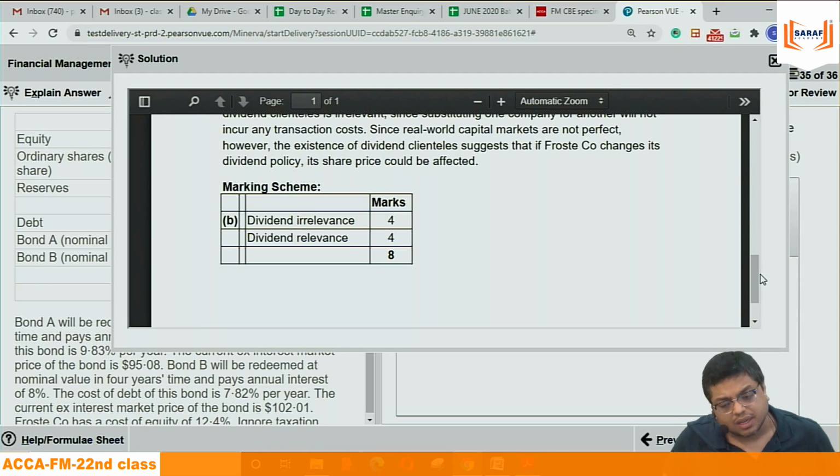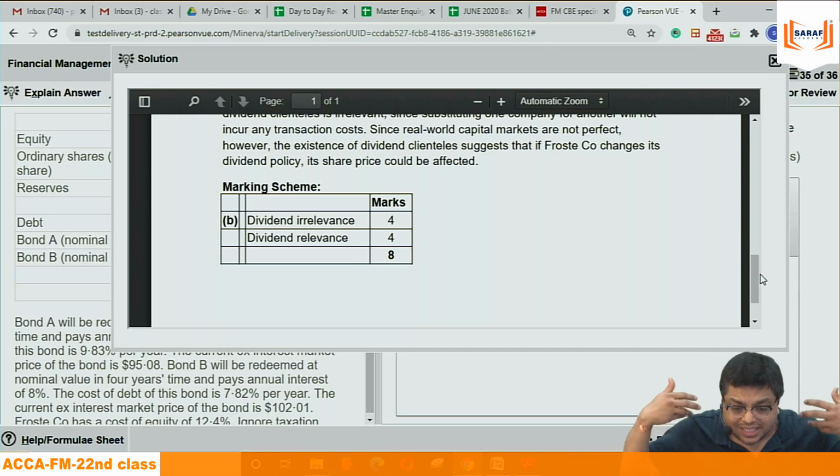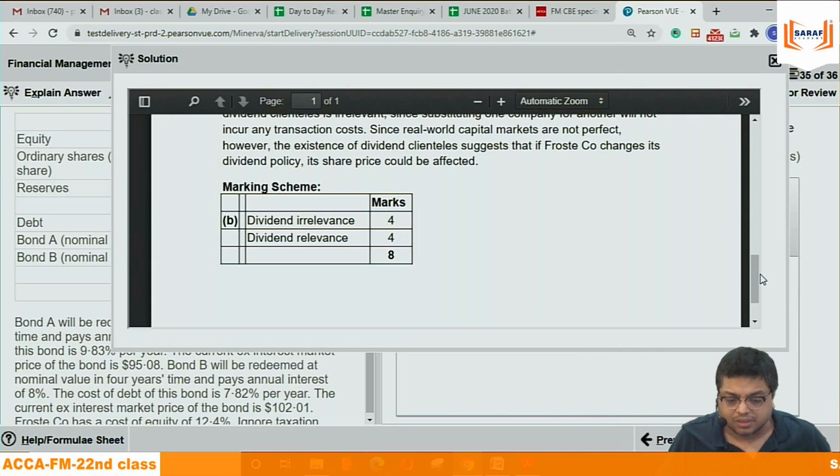By a change in the dividend, share price will not be affected. That two-focus thing you need to write, because there is no fixed answer for this in the world. Whether the dividend affects the share price or does not affect the share price, there is no fixed answer. So a student who is writing in a general sense, but with relevance, will be getting marks. Maybe by writing some technical theory's name, we will be getting 4 out of 4.